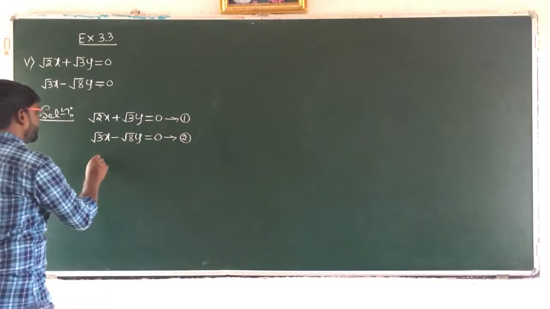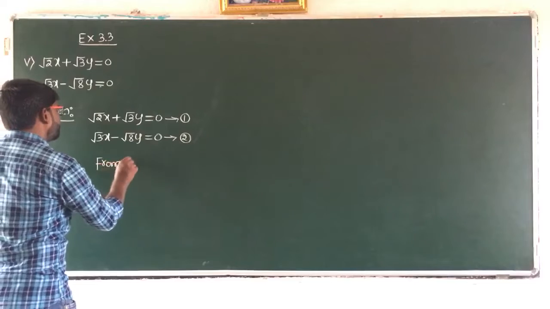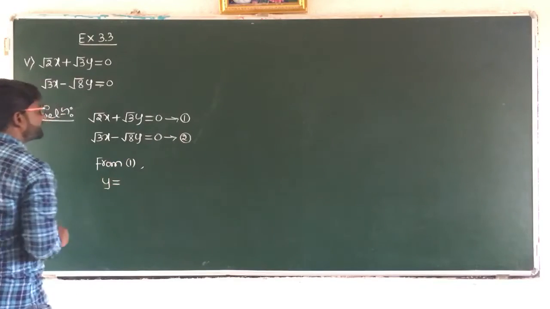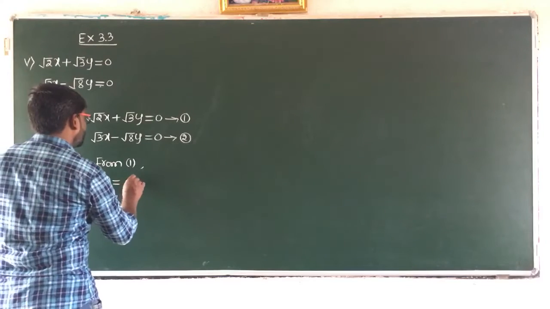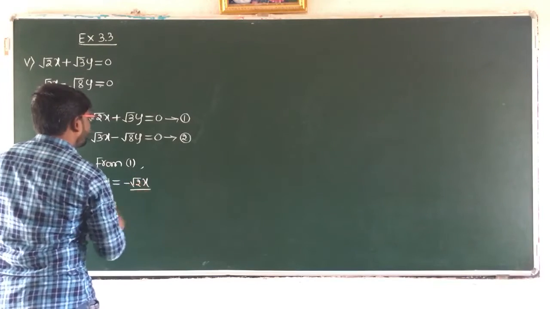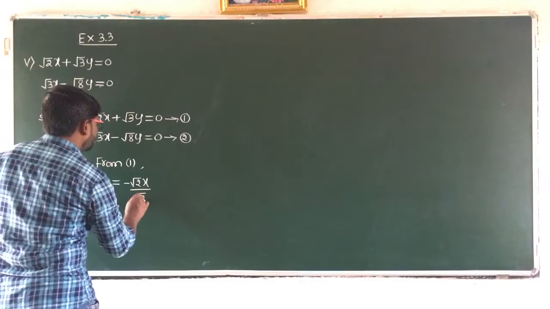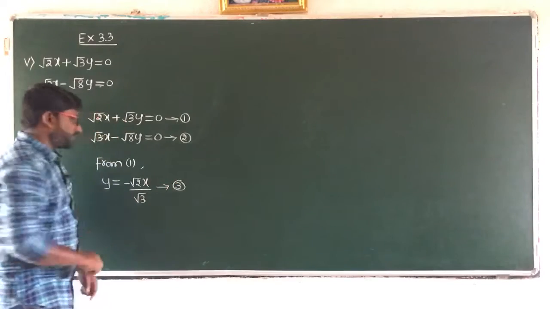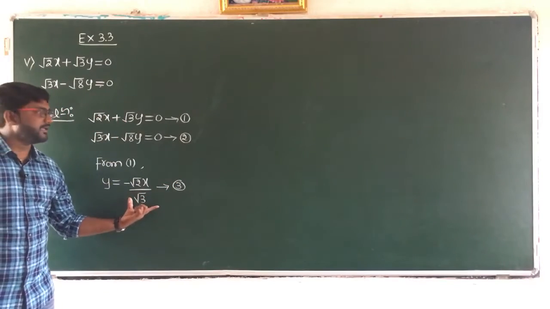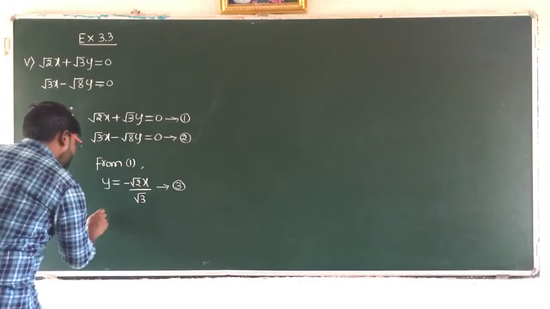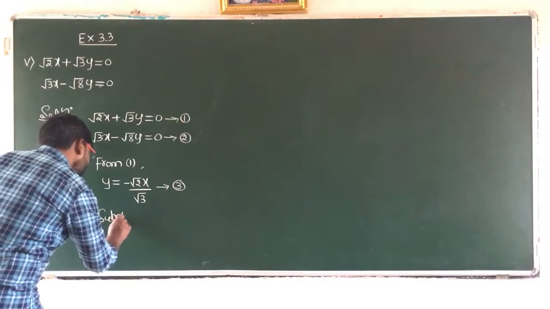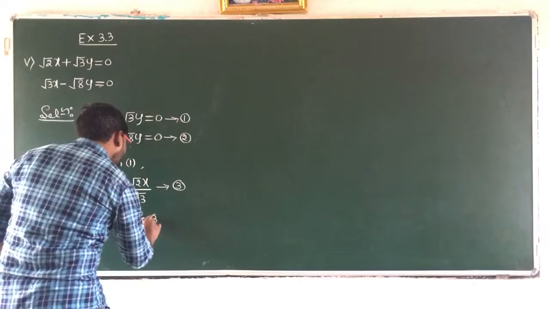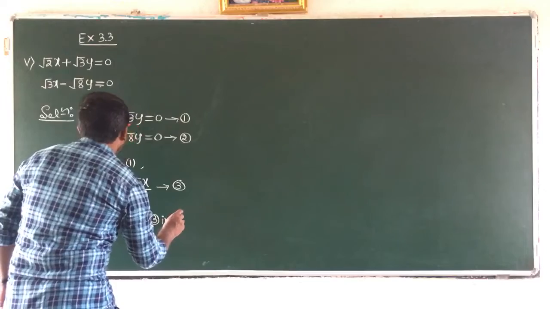So from equation 1, y = −√2x divided by √3. Call this equation number 3. So now substitute this equation 3 in equation number 2.